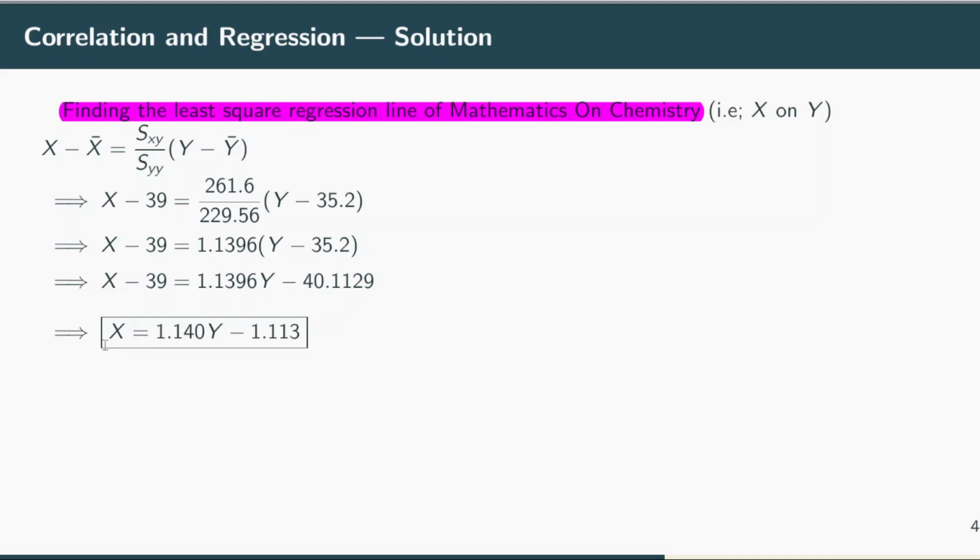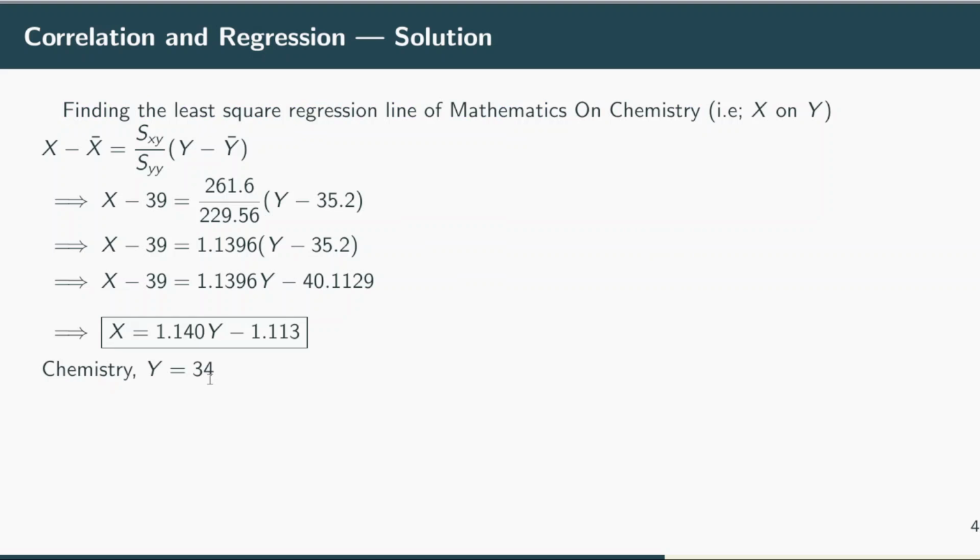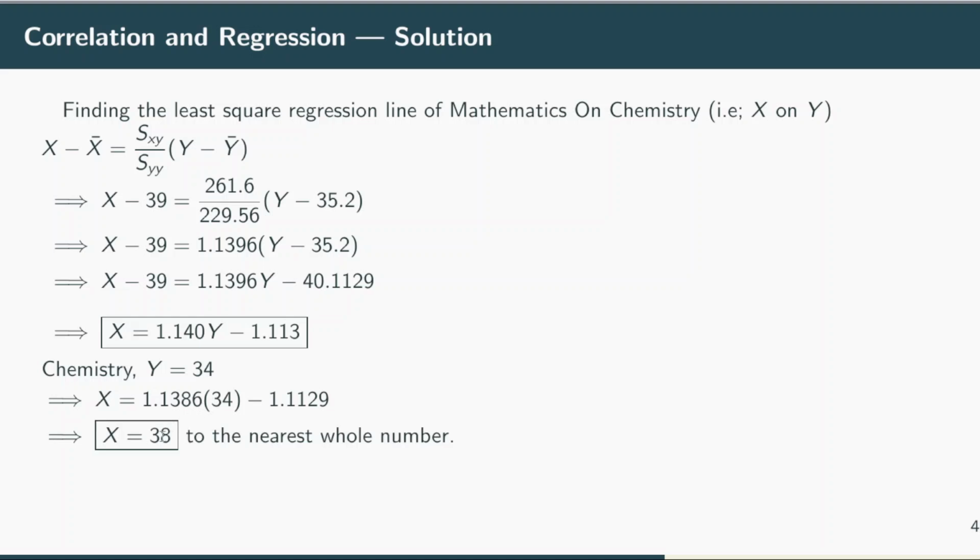And also I was told to estimate the mathematics marks given that the chemistry marks was 34. So the chemistry marks y is equal to 34. Let me estimate what the candidate will score in mathematics. I just need to go to the least square regression line and I substitute y with 34, and that is it. I evaluate everything, and if I give my answer to the nearest whole number, I'll be having 38 as the value that is expected to be obtained in mathematics by a candidate who scored 34 in chemistry.